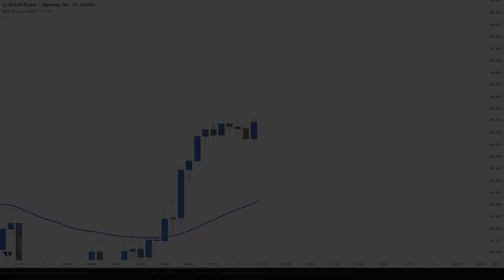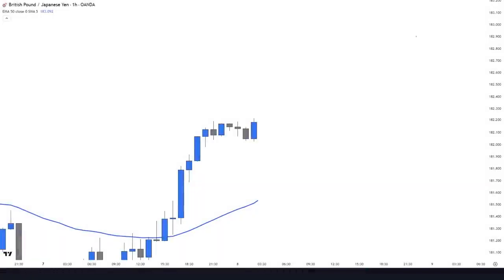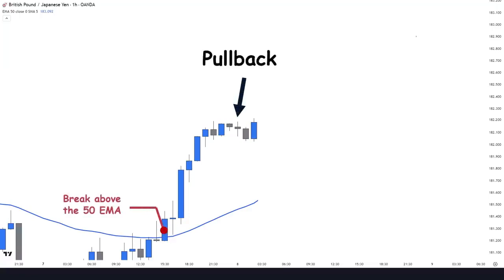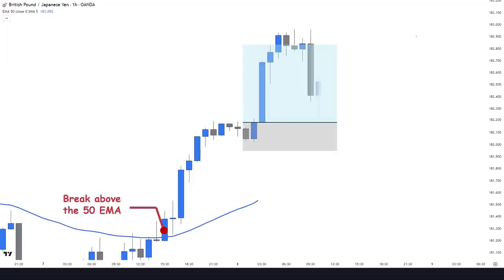Now, let's put things together and have some real chart examples. We have a bullish market on the pound-yen 1 hour chart. Price is trading above the 50 EMA, and we have the 2 candlestick pullback. So all we have to do is wait for the market to print our candlestick entry patterns to enter a long position. Here, we have a valid entry reason. So we will open a buy position, set our stop below the engulfing pattern, and target 2 times what we have risked. The bullish engulfing candle signals a bullish reversal.